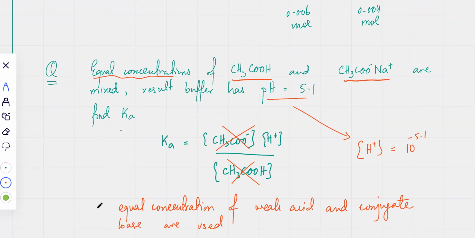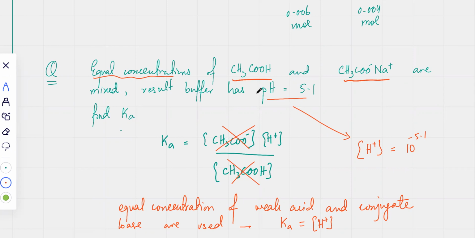And that's how you find Ka. What you do is you add equal concentrations of ethanoic acid and the conjugate base, and you just calculate the pH with a pH meter. The H+ concentration would be exactly the same as the Ka value. So when equal concentrations of weak acid and conjugate base are used, Ka and the H+ concentration are going to be exactly the same. Is this point clear? Yes, sir.